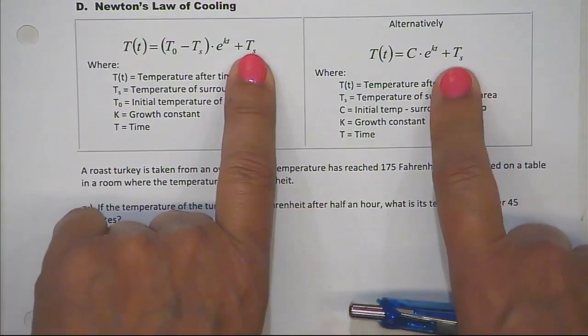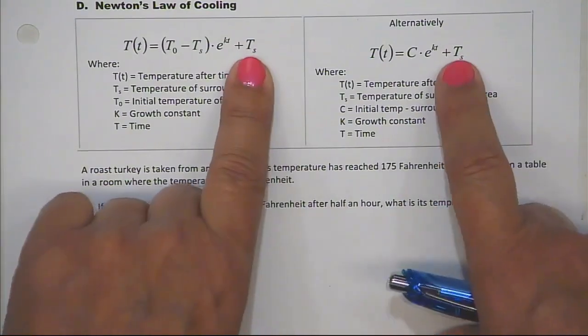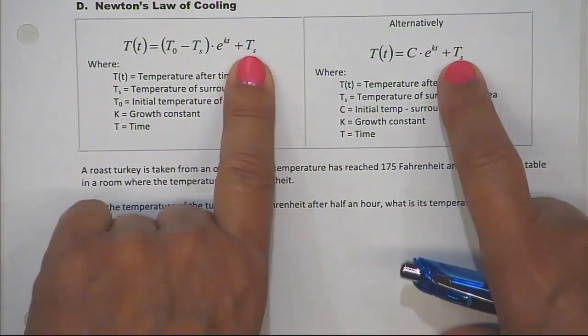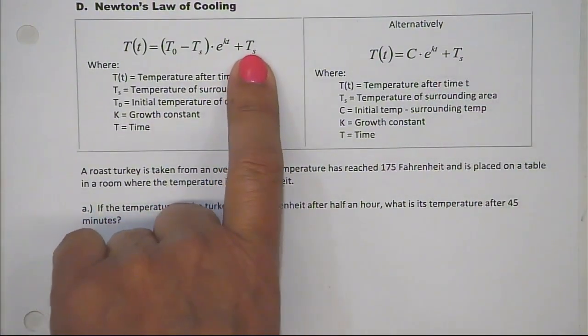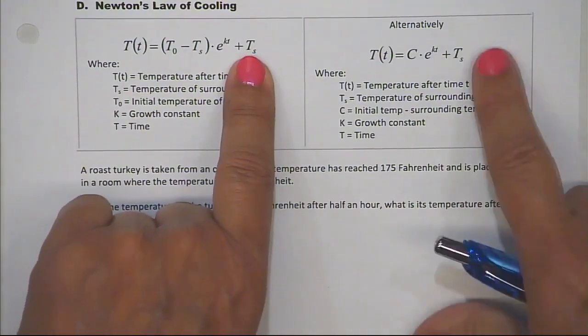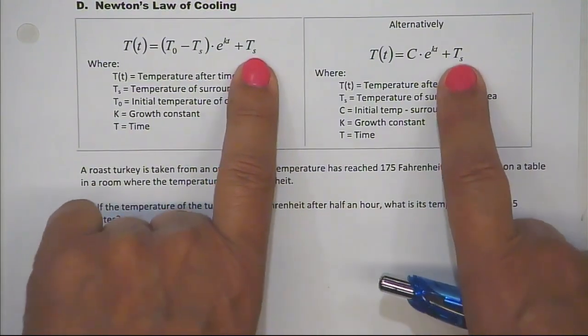So if something is cooling off, let's say a cup of coffee you get from Starbucks or wherever, and you're walking outside where it's 30 degrees, your coffee is going to cool off a lot faster versus if you're in the building and it's only 70 degrees in the building or whatever. So T sub S is the surrounding temperature.